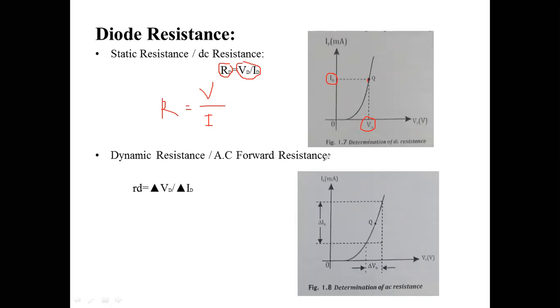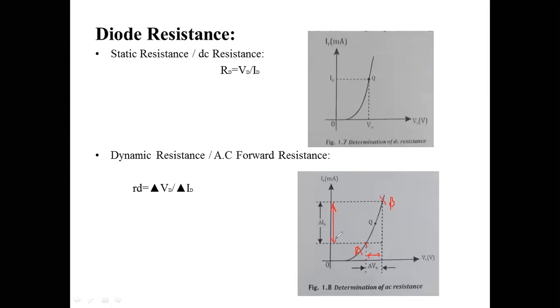Now what is the AC forward resistance? AC means the change in voltage and the change in current. So I will take the change in voltage from this point to this point. If I take this point as A and this point as B on the forward bias characteristic of the diode, then corresponding to these two points, this is the change in voltage. With this change in voltage, what is the change in current? This is the change in current.